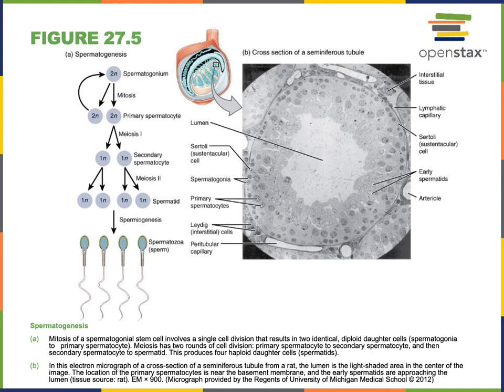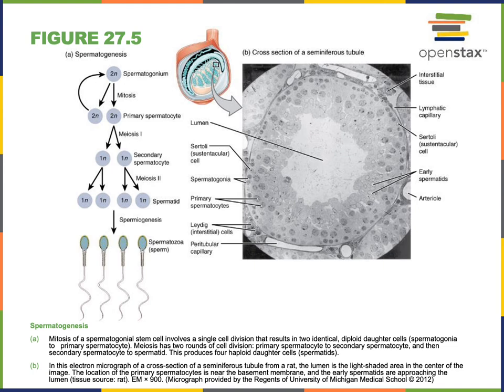Follicle stimulating hormone will stimulate the process of spermatogenesis and will stimulate the Sertoli cells to make a protein called androgen binding protein. Androgen binding protein helps to concentrate testosterone inside of the seminiferous tubule, and testosterone will stimulate the process of spermatogenesis.